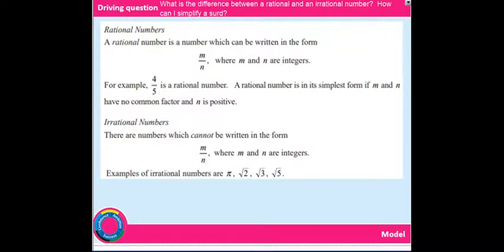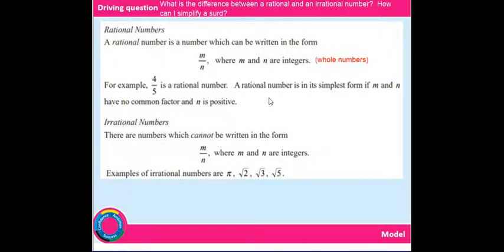So, rational numbers. A rational number is a number which can be written in the form of m over n, where m and n are integers. Integers is another word for whole numbers. For example, 4 over 5 is a rational number. A rational number is in its simplest form if m and n have no common factor and n is positive. So in other words, if the fraction is fully simplified.